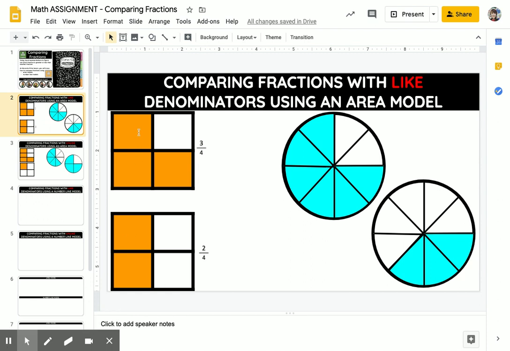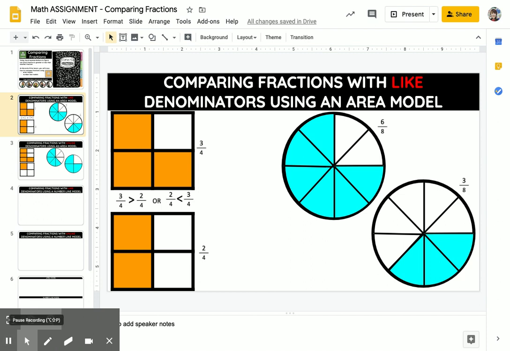Visually, you can see that there is more shaded in the top square than in the bottom square. This means that 3/4 is greater than 2/4. You could also flip that around to say that 2/4 is less than 3/4.